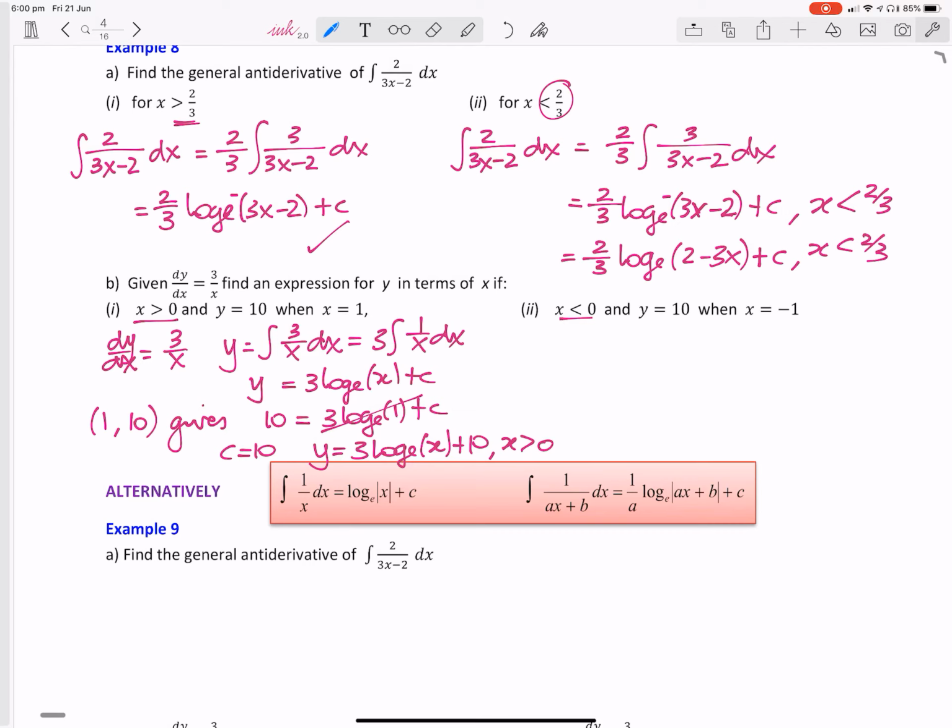Next, if x is less than 0, we basically have the same thing.